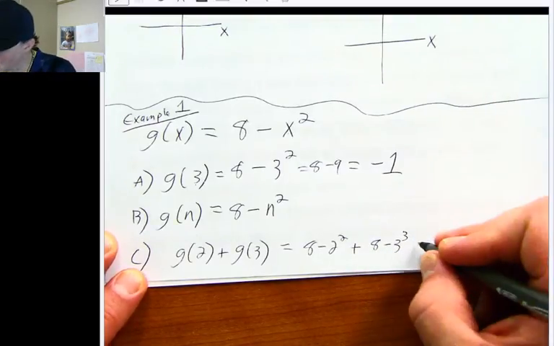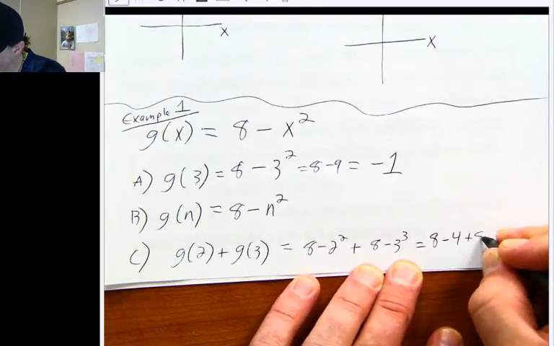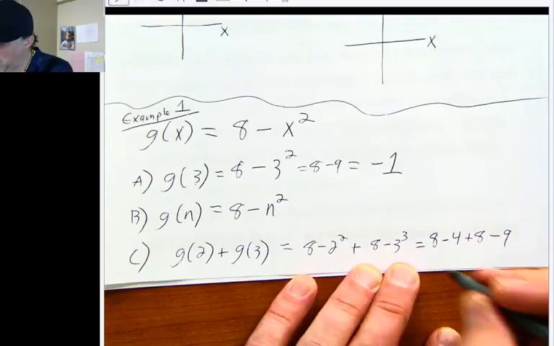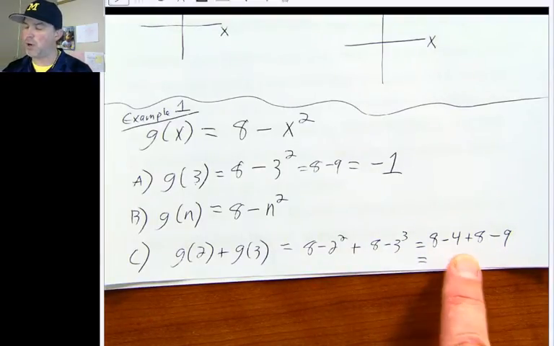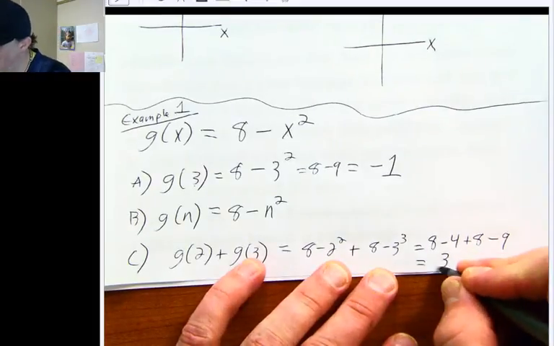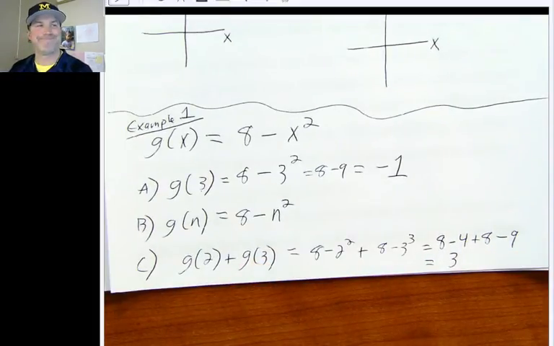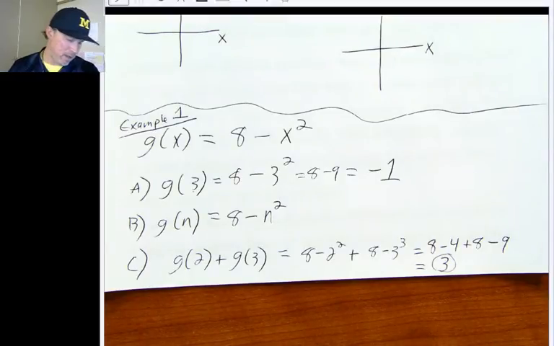Following your order of operations, 8 minus 4 plus 8 minus 9, and then all addition from left to right. 8 minus 4 is 4, plus 8 is 12. 12 minus 9 is 3. Yay! Okay, and that is a multi-step function notation problem. I have 2 more parts, or 3 more parts.